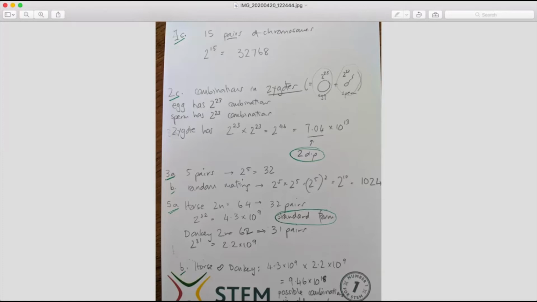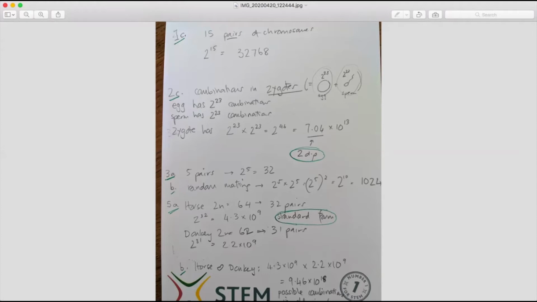Okay, so using the ideas from question 1, an egg has got 2 to the power of 23 combinations. A sperm has got the same number of combinations. So to work out the number of combinations in a zygote, we multiply those both together. So we end up with 2 to the power of 46, which is 7.04 times 10 to the power of 13. Please remember not to record every single number that your calculator gives you, and rather record two decimal places unless you are given some specific instructions about significant figures.